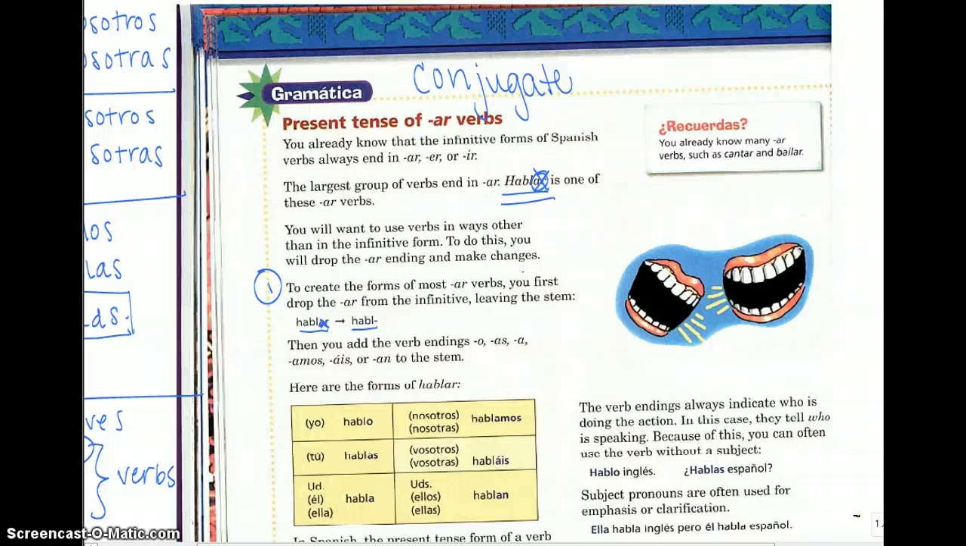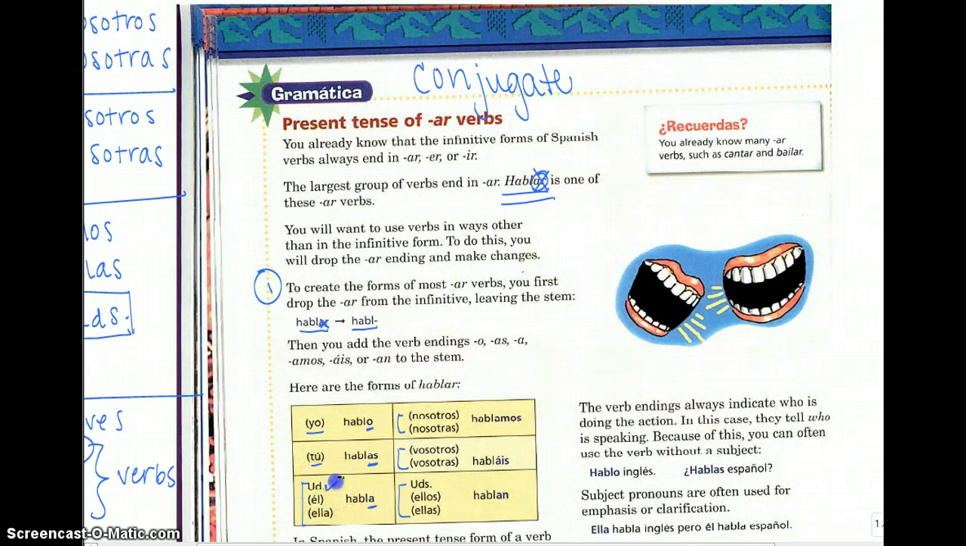You have 6 endings, just like you have 6 categories right here. Remember, yo, tú, él, ella, usted, nosotros, vosotros, ellos, ellas, ustedes. Now, the endings match with the subject. So, o is the yo ending. As is the tú ending. A is the él, ella, usted ending.